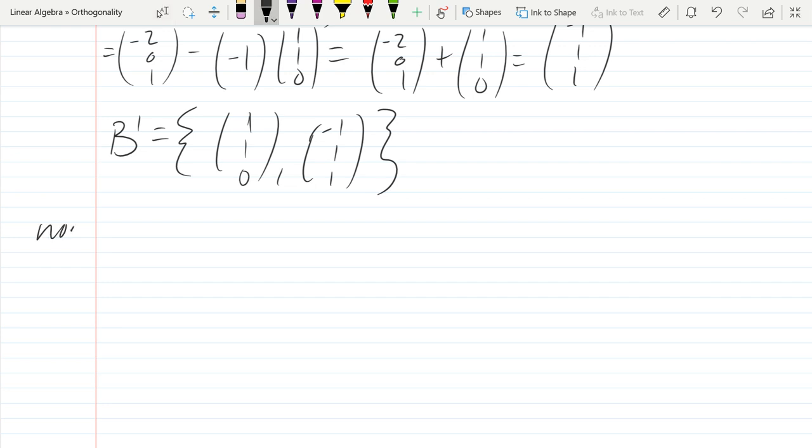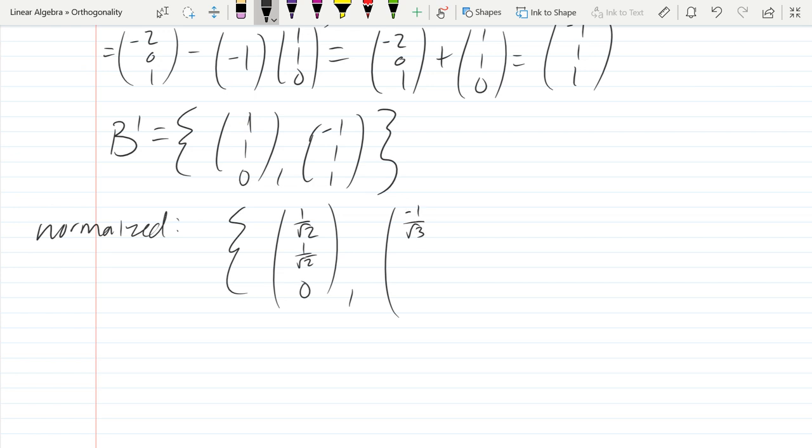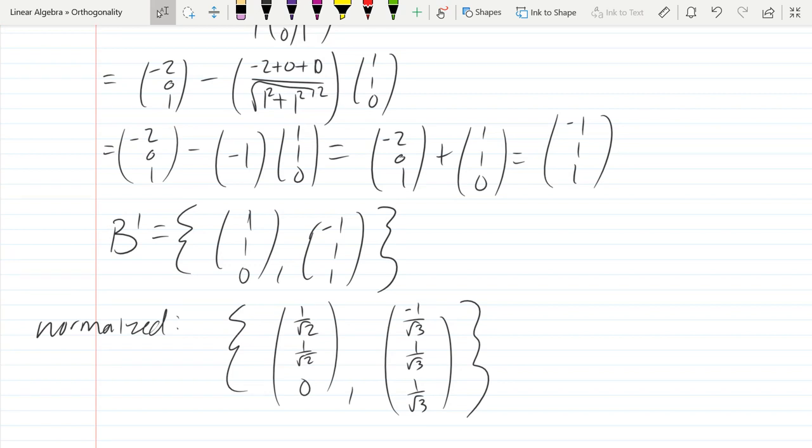So if we normalize, without going through all the steps, the magnitude of the first vector will be square root 2, because 1 squared plus 1 squared is 2. So it's 1 over square root 2, 1 over square root 2, 0. The second vector has a magnitude of square root 3. So it's -1/√3, +1/√3, and +1/√3. All right, so this is the algorithmic way to take a basis and get a basis that has the normal property. All right, so it's a good place to stop.